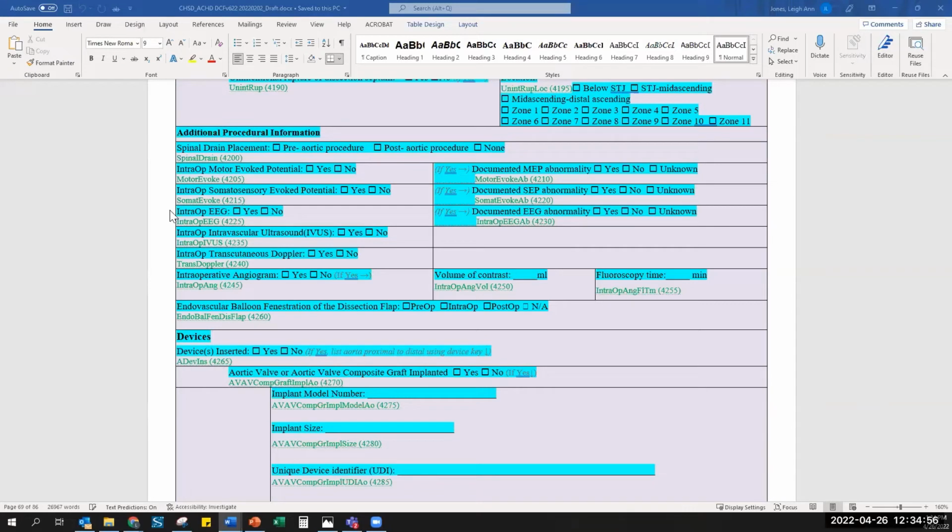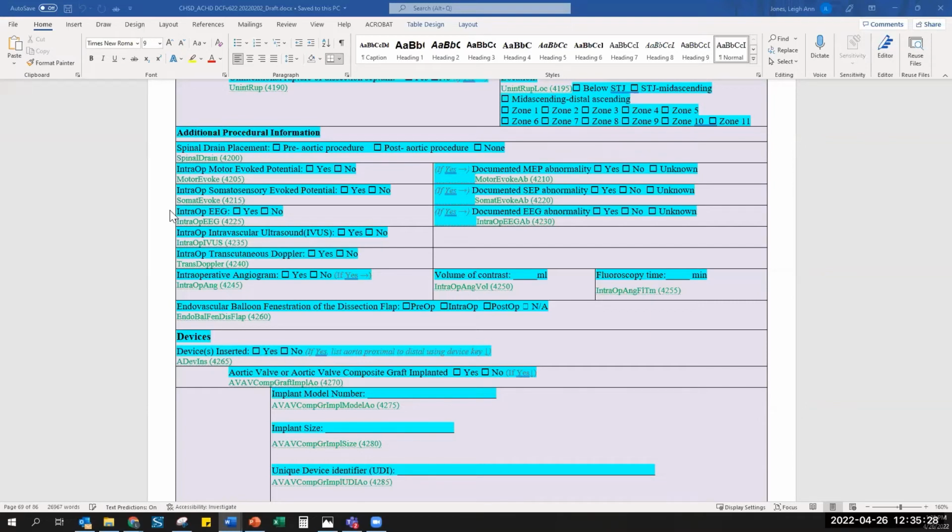Just to note, if you use an intra-op EEG in a circ arrest case, the EEG is going to be documented as isoelectric activity. Is this coded as yes for a documented EEG abnormality? Well, no, because you are under circ arrest. So in circ arrest, an isoelectric EEG is abnormal, but it's normal for people who are in circ arrest.